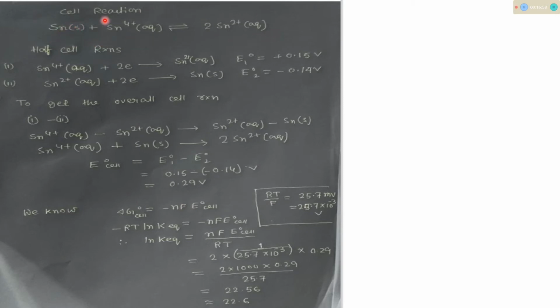These cell reactions are given. You have to find the logarithm of K, the equilibrium constant for these cell reactions. It is ln K. The half cell reactions are also given, with their corresponding reduction potentials.